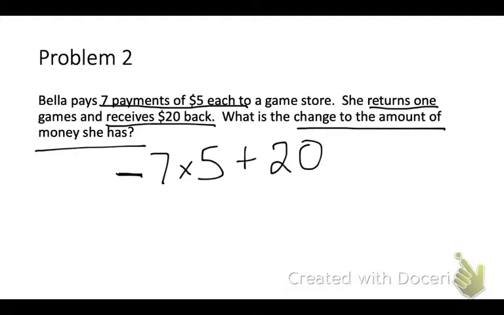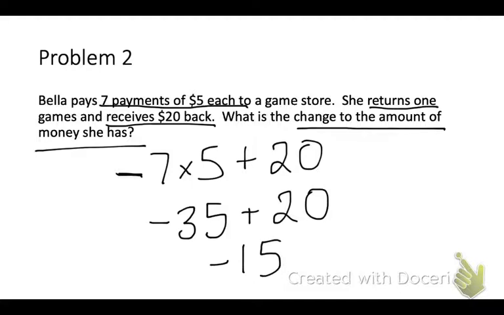So that's our expression. We know we multiply first, so negative 7 times 5 is negative 35 because of Mr. Multiplication, plus 20. When I have different signs, I subtract and keep the sign of the larger number. So 35 minus 20 is 15, and it's negative. And that's negative $15.